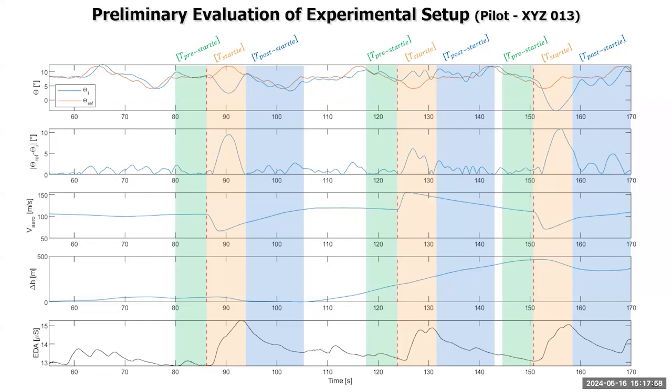And another important performance metric can be considered: deviation from initial altitude, shown on the next graph, as the perfect tracking of the commanded pitch angle will result in near zero altitude deviation from the initial value. Finally, the EDA signal is shown for the analyzed pilot on the bottom of the slide, with peaks in skin conductance occurring right after each Startle event.